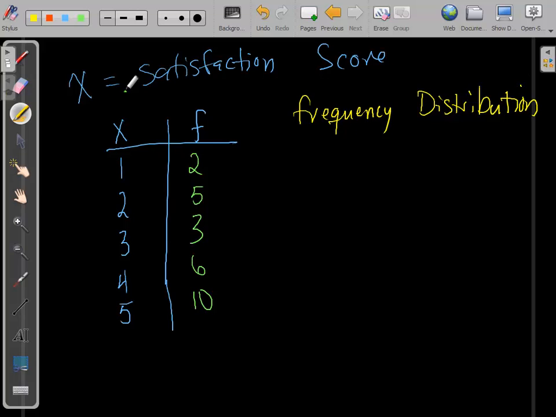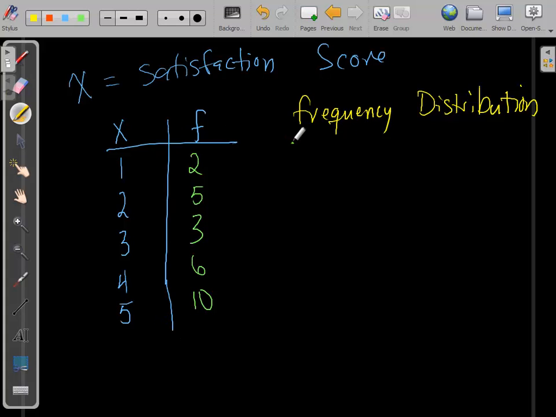Okay, the frequency distribution shows all the values that this variable could take on. So the satisfaction score could be a value of 1, 2, 3, 4, or 5. And since it's the frequency, not just some distribution, we'll talk about maybe others later, it also shows how frequently somebody gave it a score of 1. So 2 out of the total amount gave it a score of 1, 5 out of the total amount gave it a score of 2, and so forth.